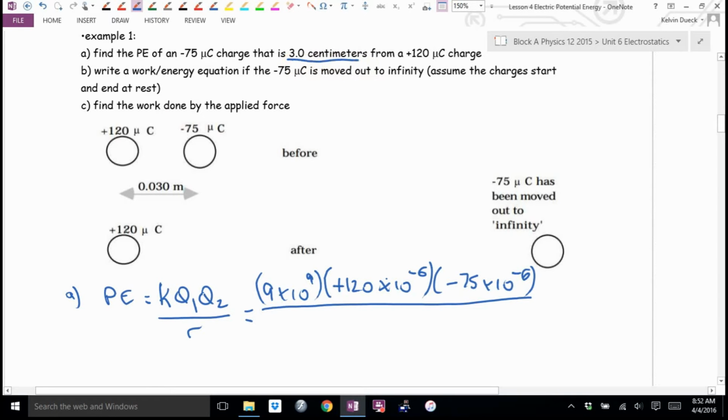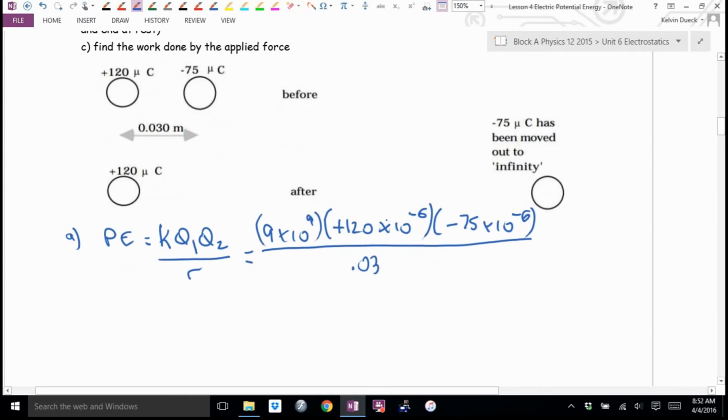Don't say 3. 3 centimeters. Don't say 3. 0.3 meters. Don't say 30 centimeters. That's 30 centimeters. You said 0.3? I think you meant 0.03. How many joules of potential energy does this negative 75 microcoulomb charge possess?